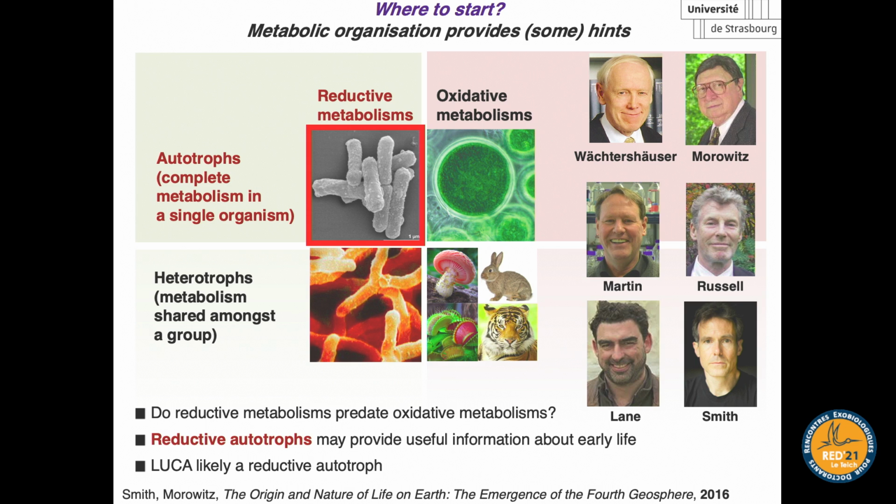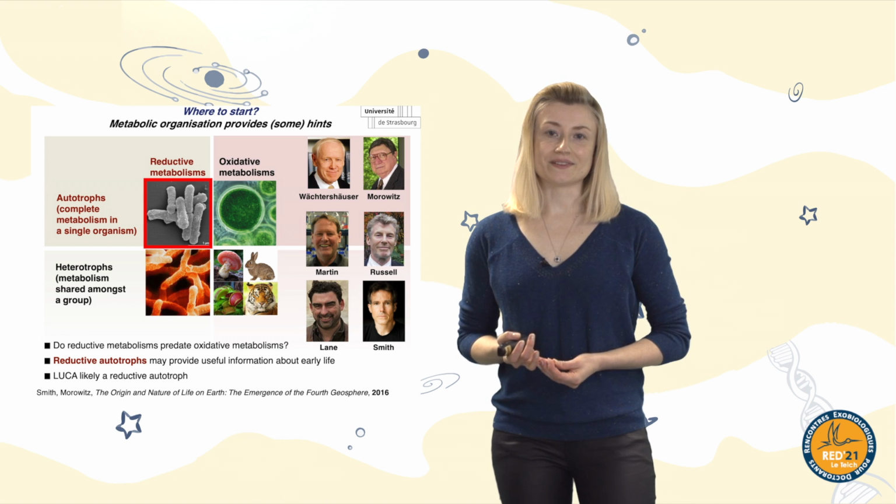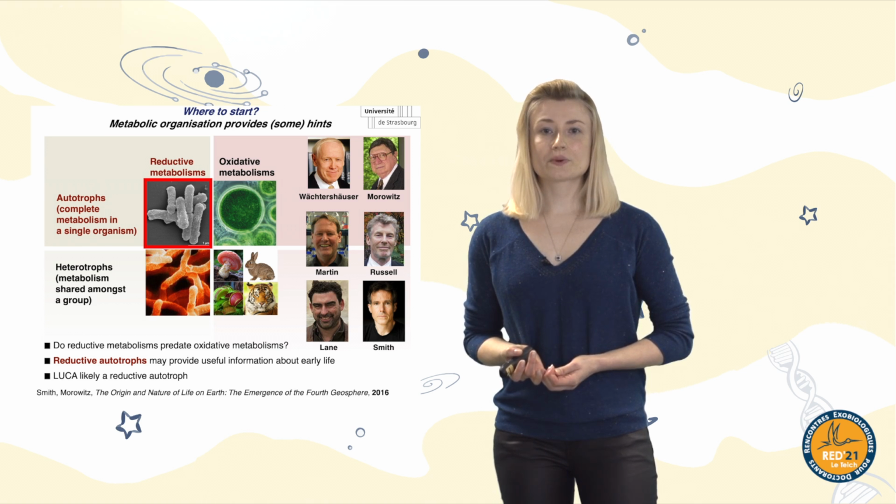Another distinction is whether the metabolism is oxidative or reductive. It's reductive if it acquires electrons from the environment. It is oxidative if it releases electrons to the environment. So many evolutionary biologists and chemists, like the guys shown in the slide, support the view that the earliest metabolism was reductive and it was autotrophic.